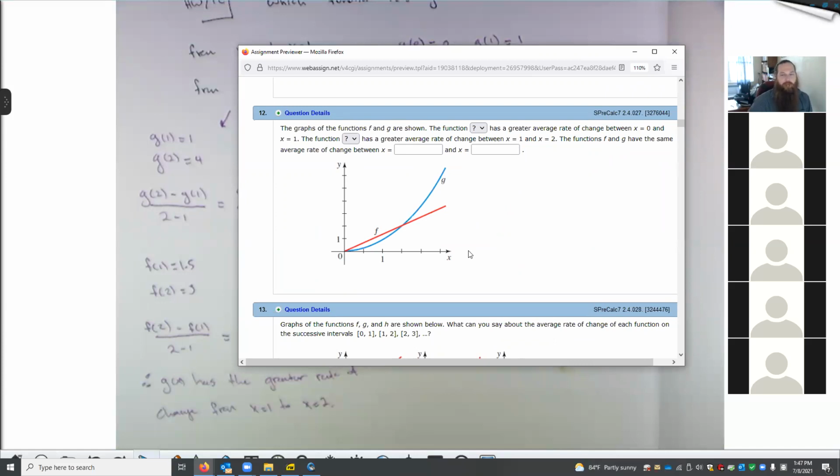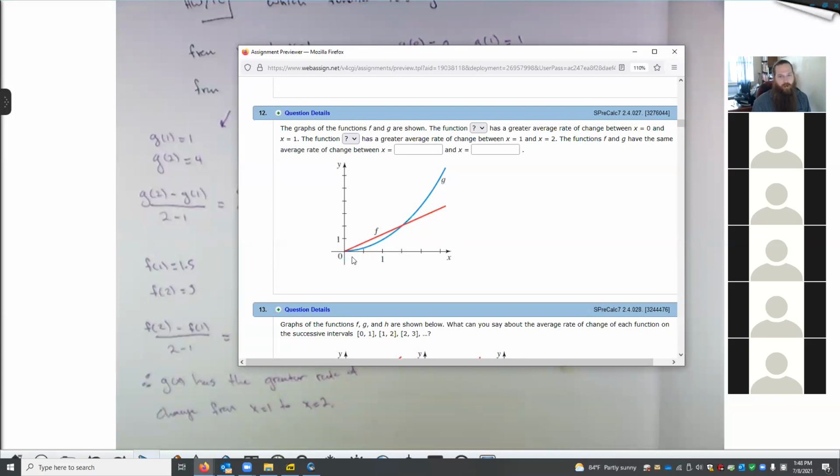Yeah, exactly. We're looking for an interval where the slope of the secant line is the same for those two functions. And if you have two functions whose graphs touch twice, like we have here, these graphs touch over here, and then they touch again over here. The secant line between this x value and this x value are necessarily the same because the points are the same, right? It's kind of cool.